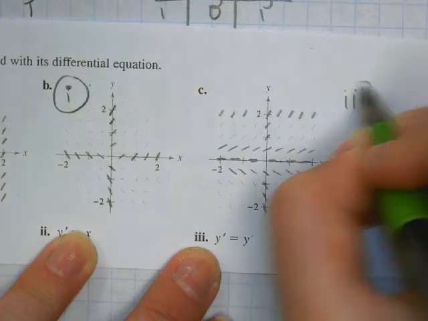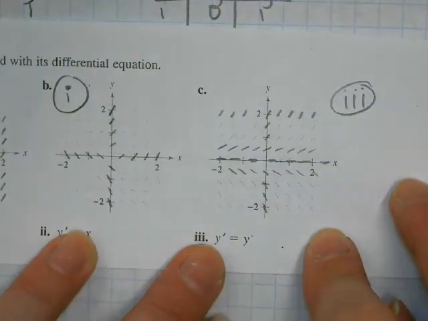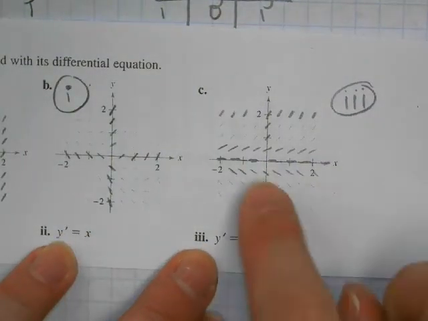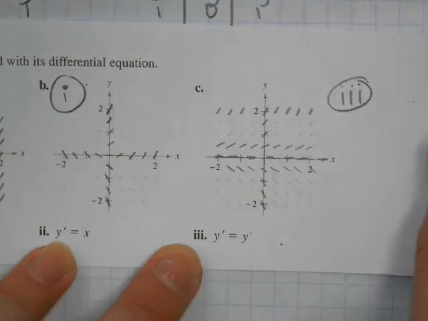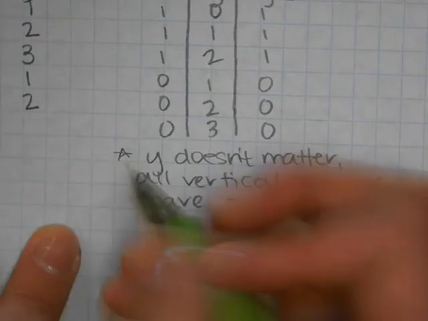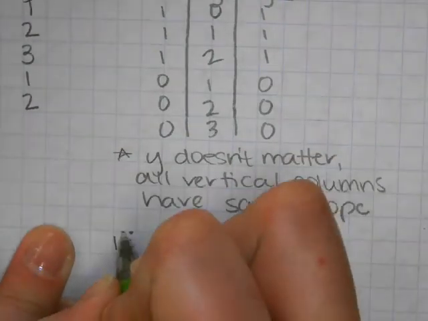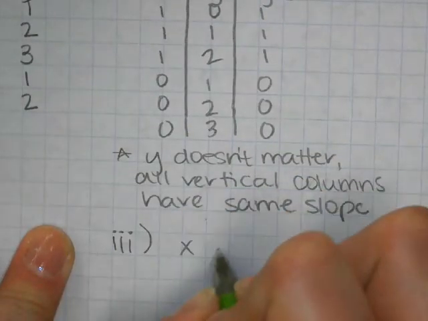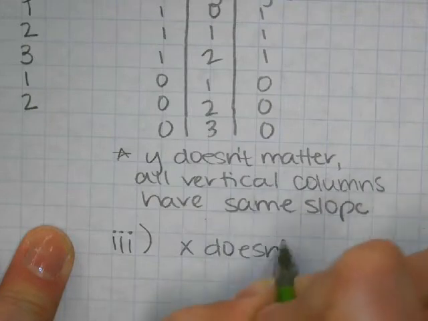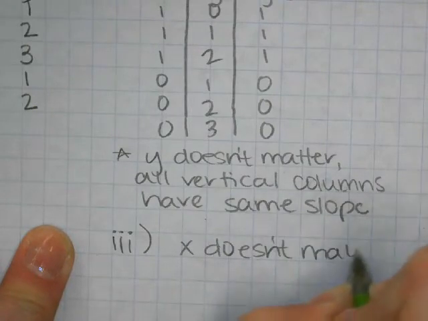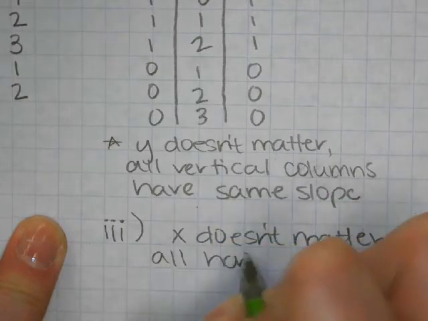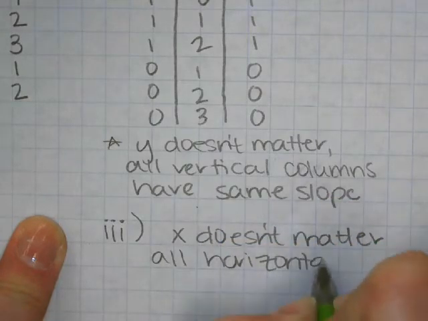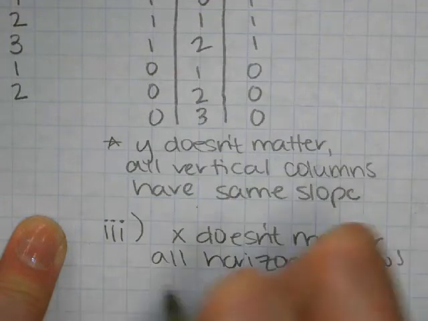So that one is triple I, and the reason that it's triple I is because we do have all of those rows being the same. Okay, so I'm going to write that down for this one. X doesn't matter. All horizontal rows have the same slope.